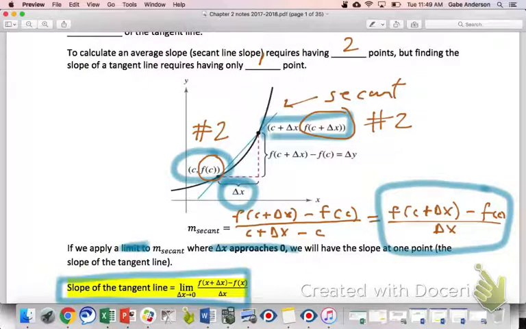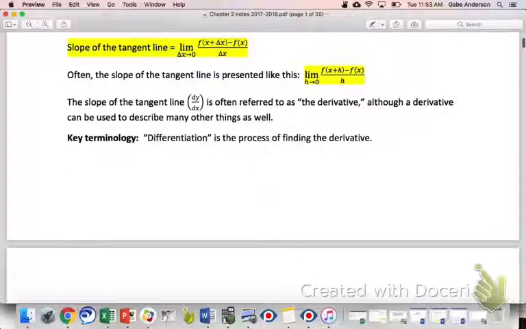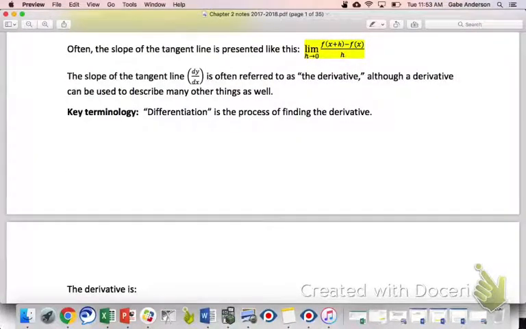Okay, so let's take a look here at a little bit more. We're doing really good. Have you guys seen it presented like that? Did you see the h's in pre-calc instead of the delta x's? So that's a really common way. I think the AP test almost always uses h's. I'll typically use h's as well.